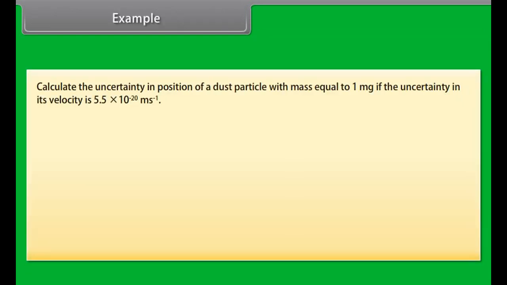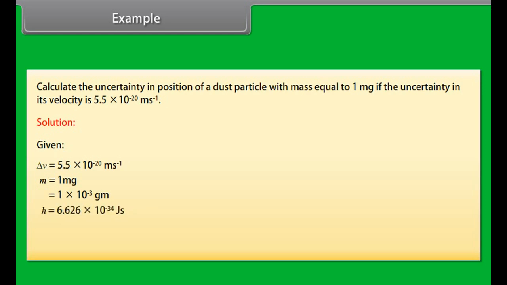Example: calculate the uncertainty in position of a dust particle with mass equal to 1 mg if the uncertainty in its velocity is 5.5 into 10 raised to the power minus 20 meter per second. Solution: given delta v is equal to 5.5 into 10 raised to the power minus 20 meter per second. m is equal to 1 milligram, which is 1 into 10 raised to the power minus 3 gram. h is equal to 6.626 into 10 raised to the power minus 34 joule second. From the formula, delta x into m delta v is greater than or equal to h upon 4 pi.